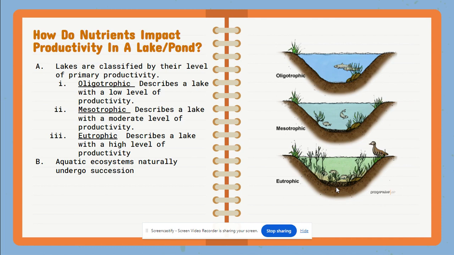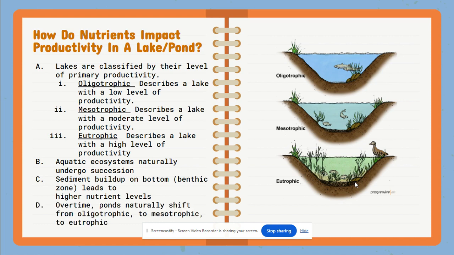And you can see over time, especially in a more eutrophic lake, that aquatic ecosystem can wind up becoming land. It can naturally undergo succession when that bottom or benthic layer of the lake accumulates enough sediment. It can wind up becoming a piece of land over time. So that sediment buildup on the benthic layer leads to a lot more nutrient levels, more nitrates, more phosphates. And over time, ponds can naturally shift between the oligotrophic, mesotrophic, and even eutrophic, depending upon what happens in the ecosystem.